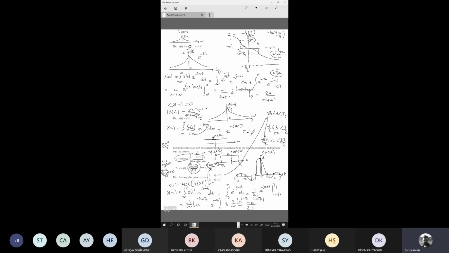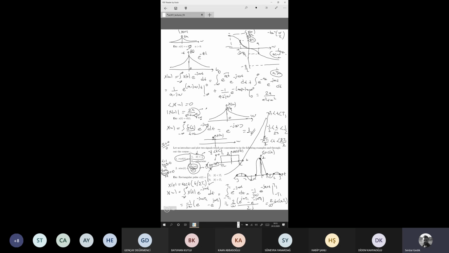So what does this remind you? E to the power something minus e to the power minus something over 2j. So this is simply 2 over omega sine omega t1. Well, what does it tell you? If you have x of t equal to rect t over 2t1, X of omega is 2 over omega sine omega t1.